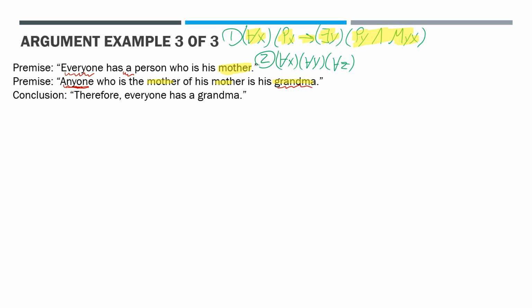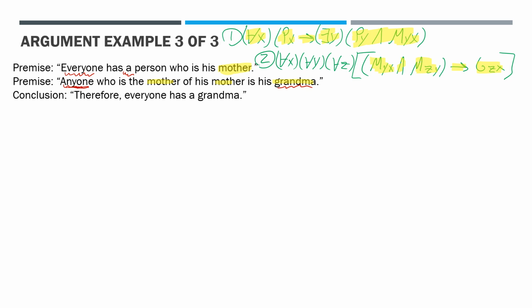So, for premise 2, for all x, for all y, for all z, what's in the antecedent? We will need y is the mother of x, so m yx, and z is the mother of y, so m zy, arrow g zx. So we have y is the mother of x and z is the mother of y, implies that z will be the grandma of x.